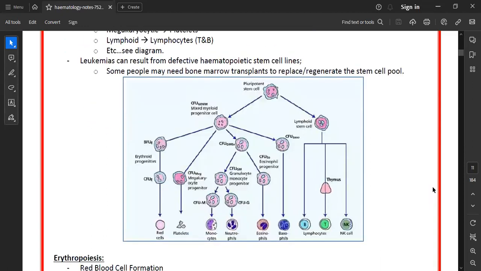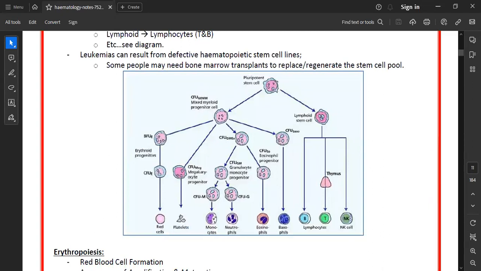So this is just a diagram illustrating that. You can see the stem cell, the pluripotent stem cell here. When it comes like this, you can either go the myeloid way towards the mixed myeloid progenitor cell. The CFUs, what are CFUs? Oh my God.